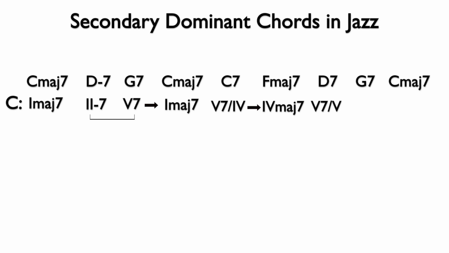This is followed by G7, the 5-7 chord. We will use an arrow from the D7 to the G to show the resolution of the D7 chord down a fifth. This is followed by 1 major 7, and an arrow is used from 5-7 to 1 major 7.